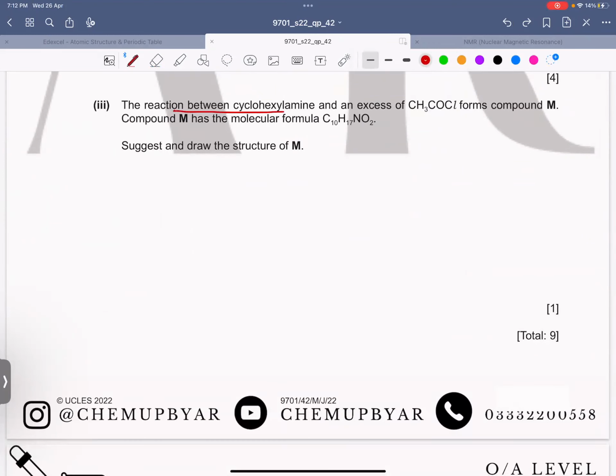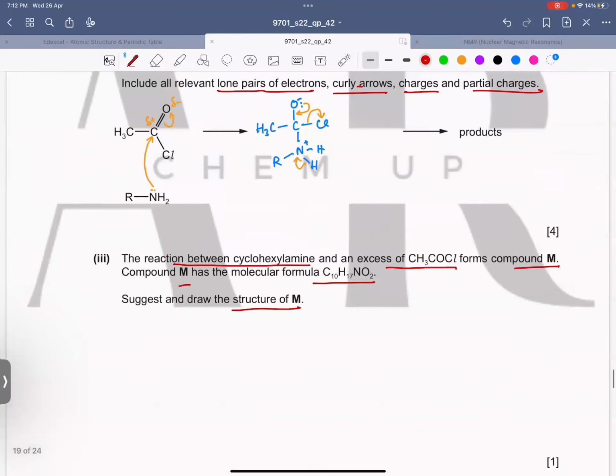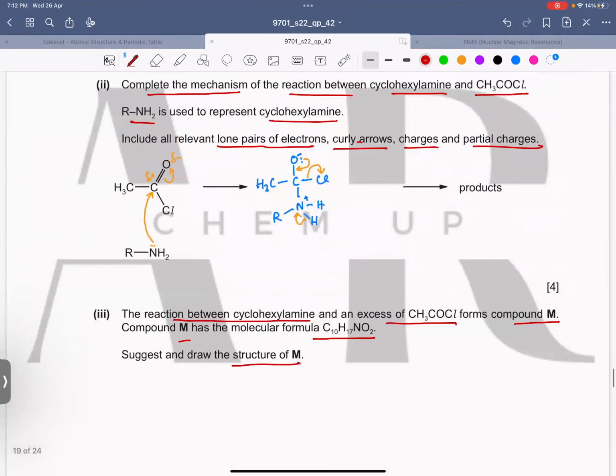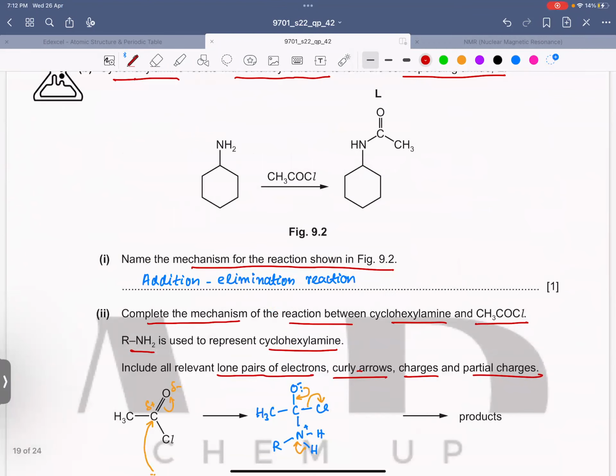Okay, the reaction between cyclohexylamine and an excess of acyl chloride forms compound M. Compound M has the molecular formula C10H17NO2. Draw the structure of M. I think they have repeated the question from the February-March paper. These two parts are exactly there in the February-March question. So this is the compound.